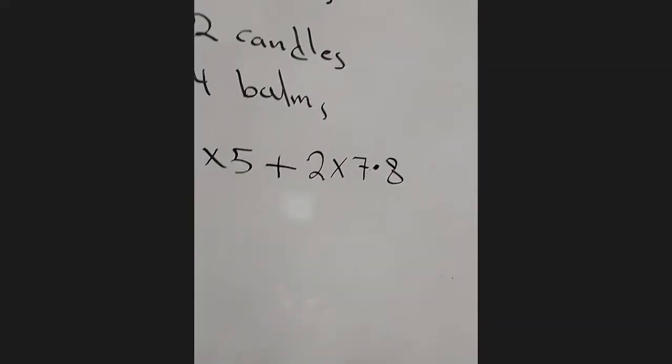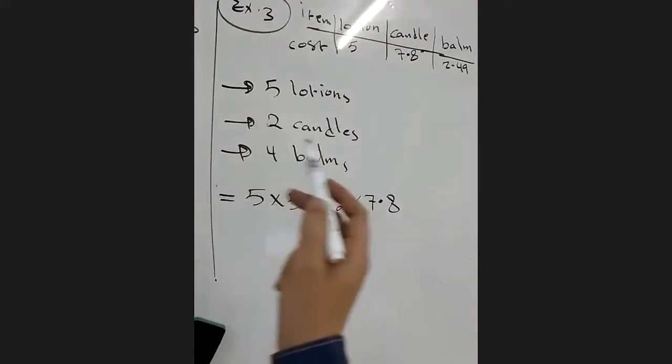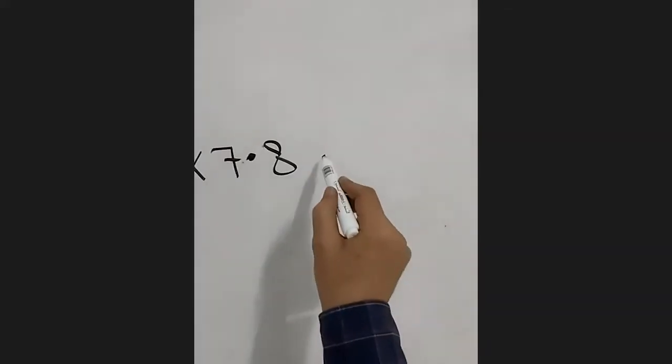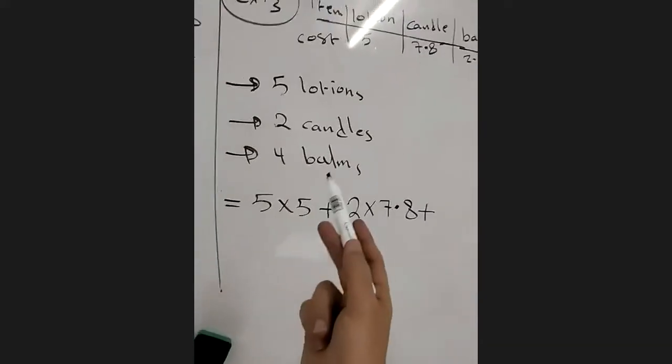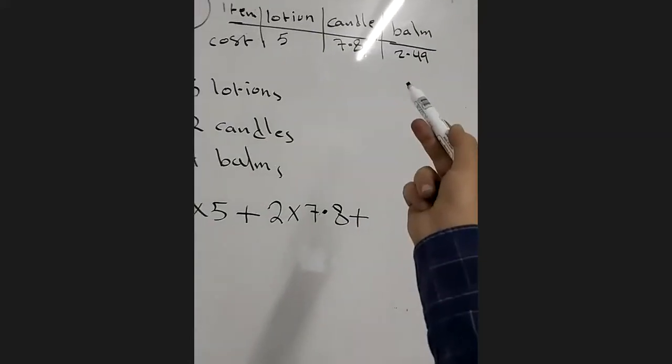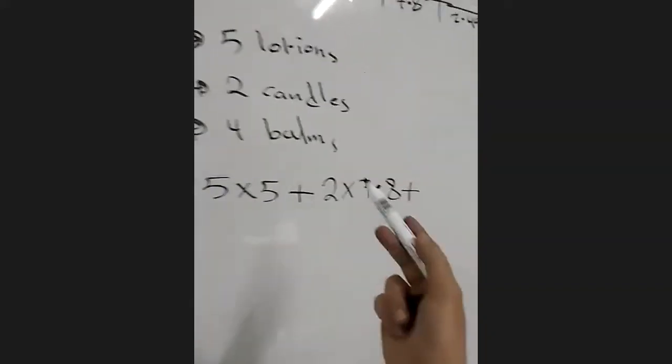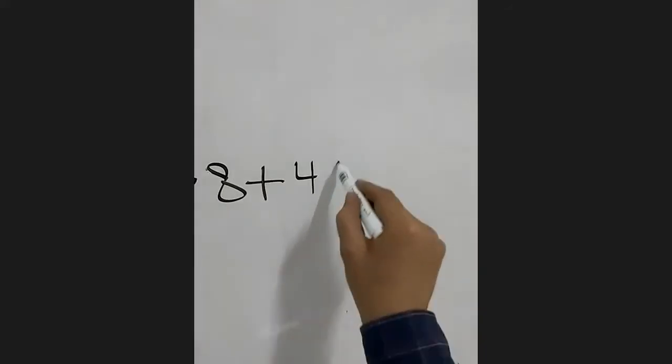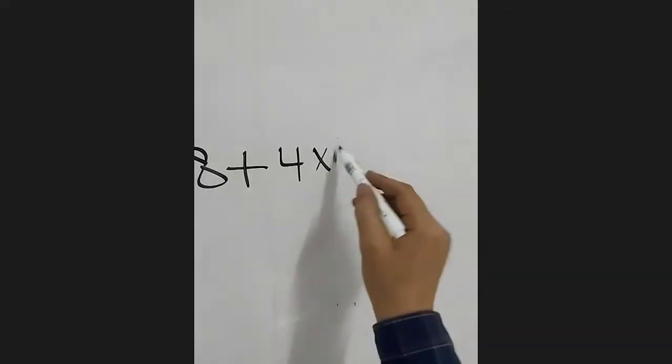Yes. This is the cost of the candles, plus how many lip balms? 4. You want to buy 4 lip balms. Each lip balm is 2.49. So 4 multiply 2.49.